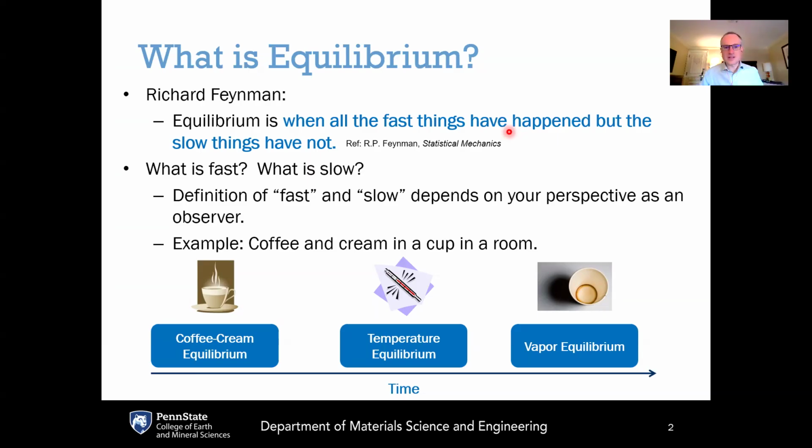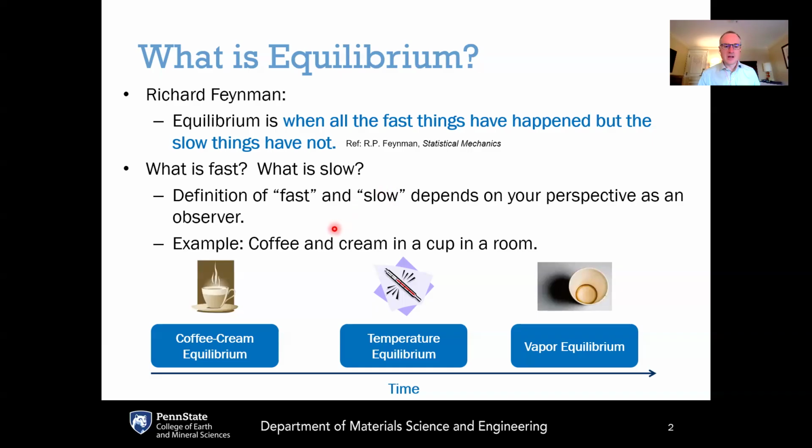And one of the ones that I particularly enjoy is due to Feynman, who said, equilibrium is, quote, when all the fast things have happened, but the slow things have not. And this begs the question, what is fast and what is slow? This definition of fast and slow really depends on your perspective as an observer or as the person doing the experiment.